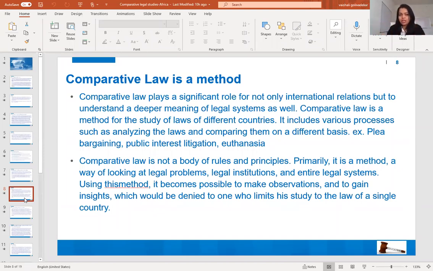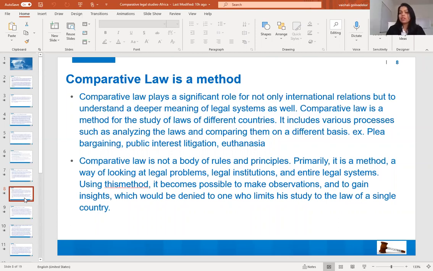Now the next slide: comparative law is a method. It is a method of study. It's not a different subject or a different law as such, because this is not a binding law. It is a method of study.